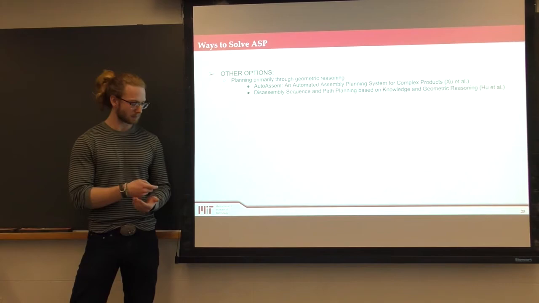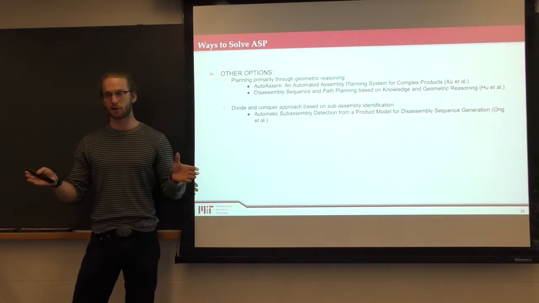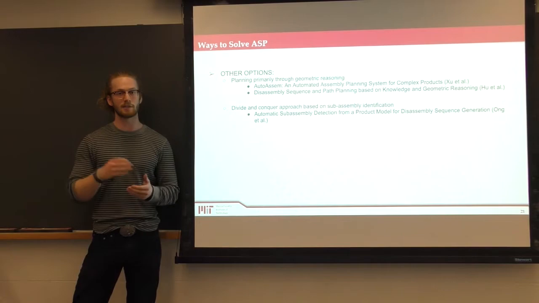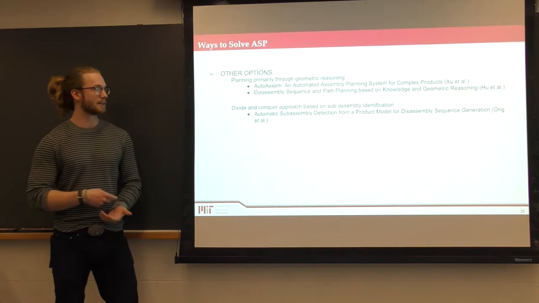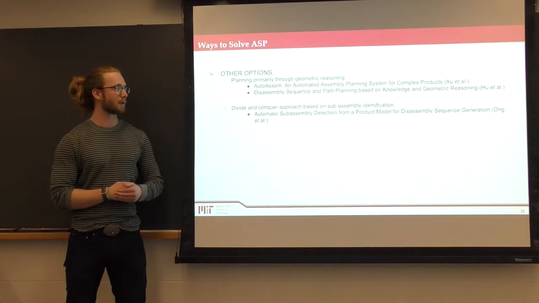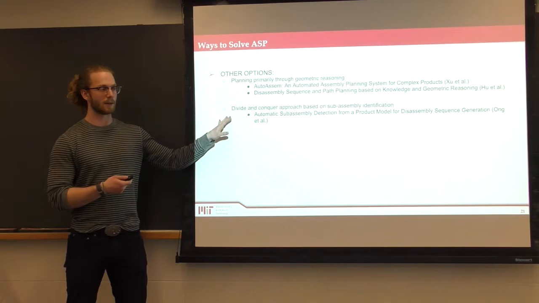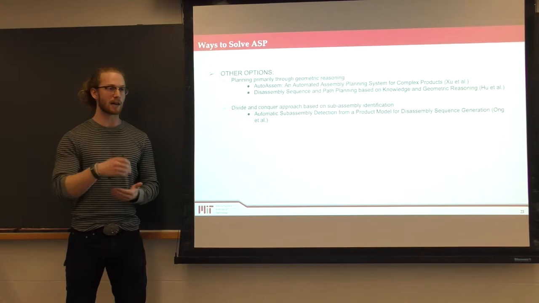Divide and conquer approaches. So say you have a big, complicated structure. Can you identify substructures in the overall structure that you can disassemble independently and thereby simplify the bigger problem? This is a great approach. You can use it in conjunction with other methods as well. We decided not to pursue this more thoroughly because it doesn't actually give you the disassembly plan, just ways of breaking up. We want to see really how these plans are made.